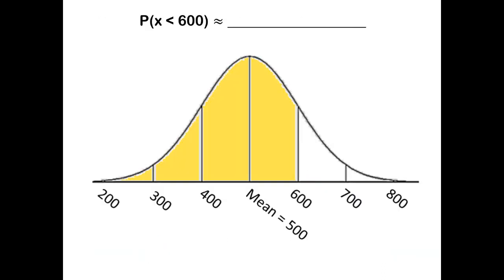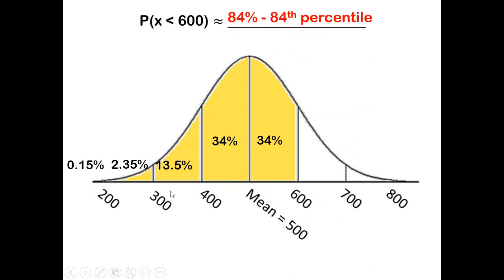So in order for us to find the probability that x is less than 600, well, we can use that empirical rule to approximate it, right? We have our 34% plus our 34% plus our 13.5% plus our 2.35% plus our 0.15%. Or there's a quicker way to do this. Well, we know this is symmetric, so we know 50% of our data is less than the mean. We could add 34% to this 50% and find that our answer is 84%, putting her in the 84th percentile.